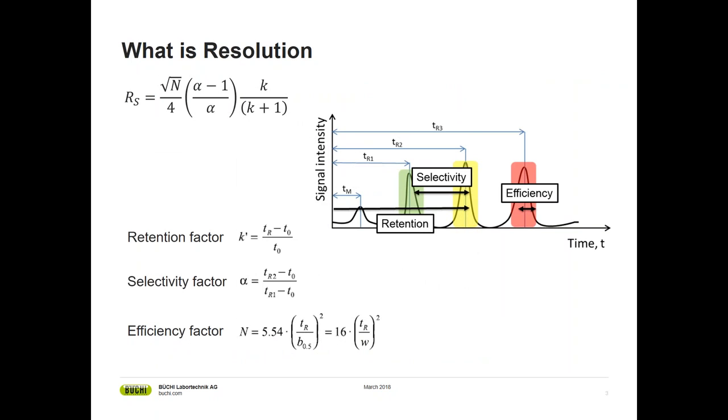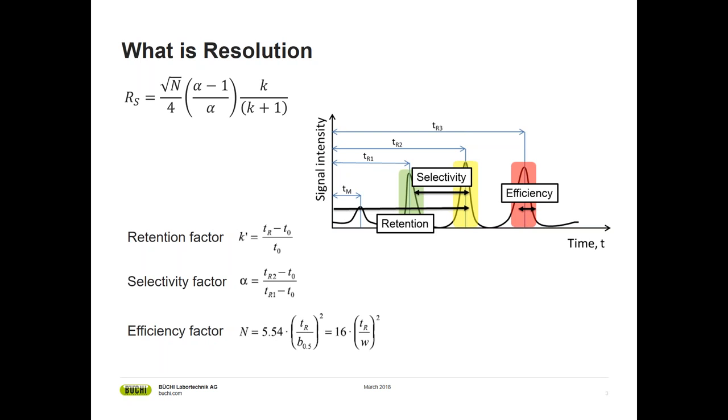Now, how are we able to control the resolution obtained from a chromatographic separation? The equation of resolution is shown here on top, and as you can see, resolution is affected by 3 parameters: the retention factor, the selectivity factor, and the efficiency factor. So each of these factors has a certain influence on your separation. But how?